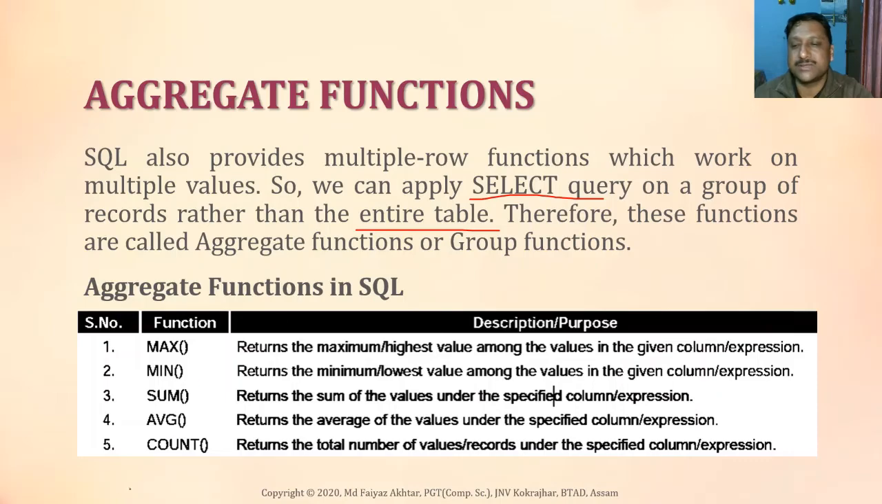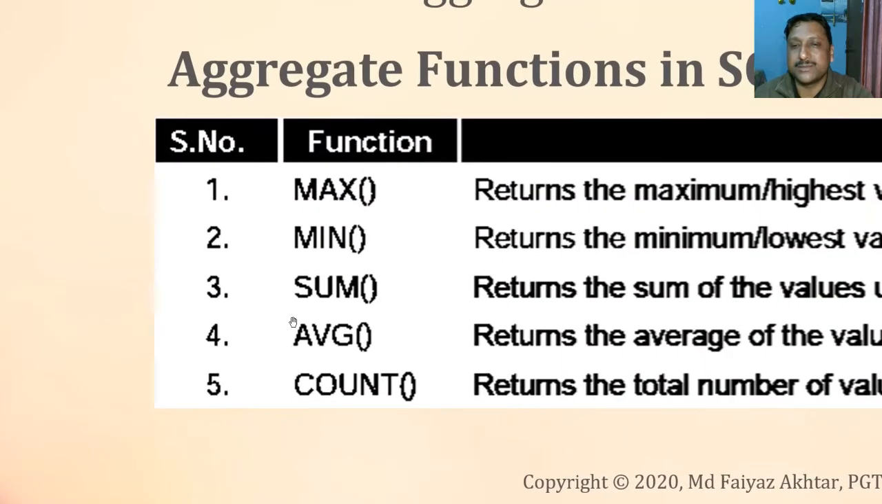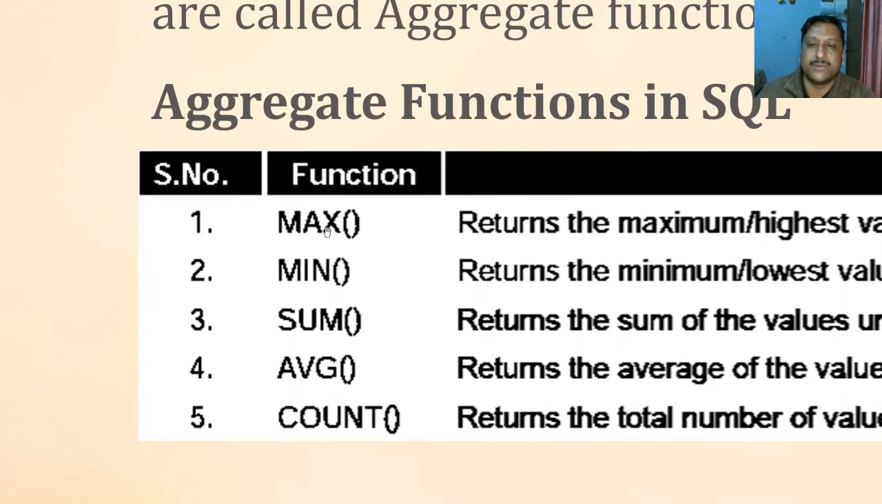Aggregate functions in SQL are like this. See, there are five aggregate functions in SQL: max, min, sum, average, and count. And these aggregate functions are common functions.